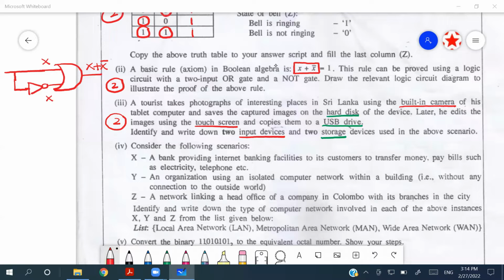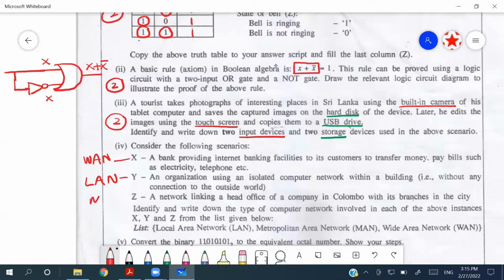So X, it is providing internet banking facility to its customers to transfer money, pay bills such as electricity and telephone. So anyone who has internet connectivity has this facility. That means it is spread all over the globe. So that indicates a wide area network. An organization using an isolated computer network within the building. That means it is within the building, so it is LAN, a small geographical area, not connected to the outer world.